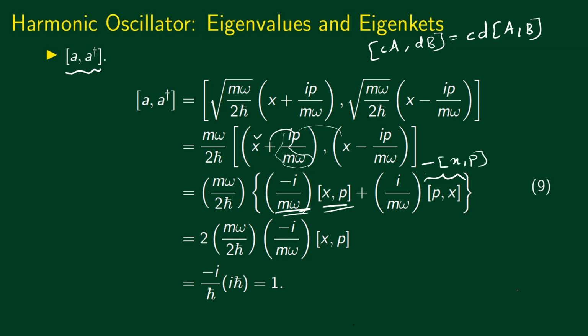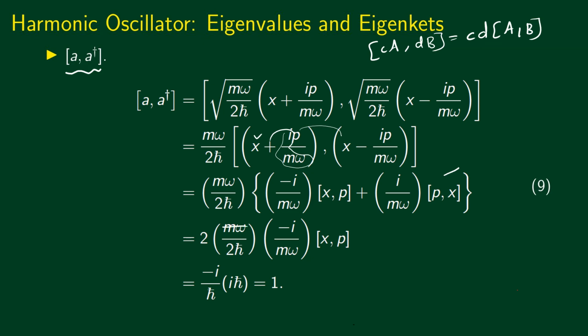And then we see that these two terms are exactly the same. Here we have minus i by m omega, commutator of x with p. And here also we will have minus i by m omega, commutator of x with p. So we can add them up. We get twice the first term, right? So we get 2 times m omega divided by 2 h bar, and minus i by m omega, commutator of x with p.